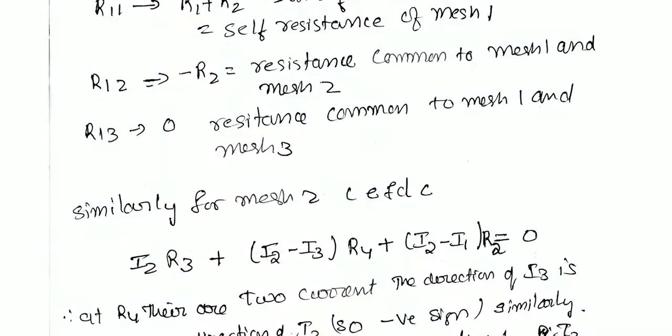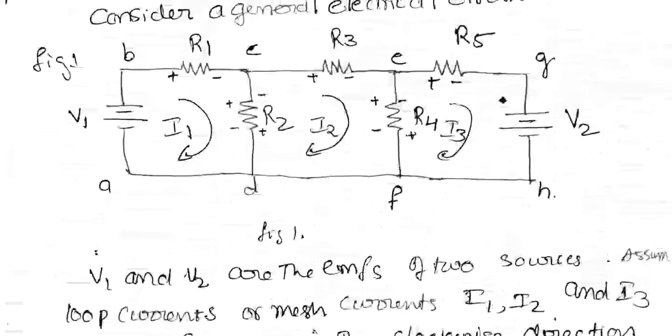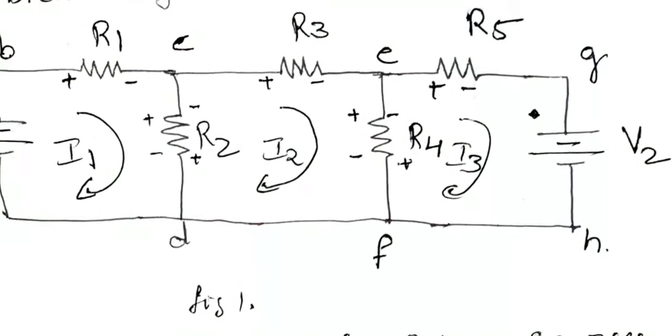Okay. Similarly, we apply KVL to the second loop, C, E, F, D. We can start from any point, but we have to come back to that point after traversing the path, C, E, F, D, E, C. So now let us apply KVL to this loop.